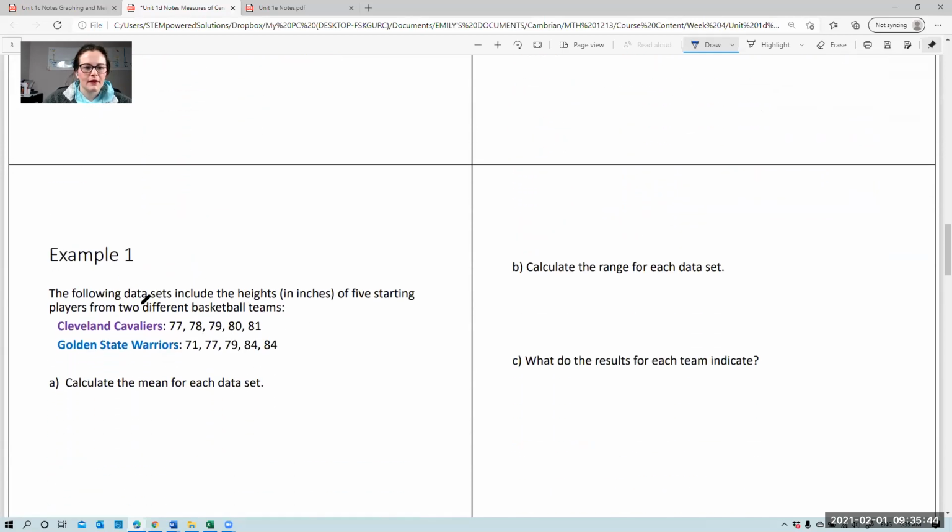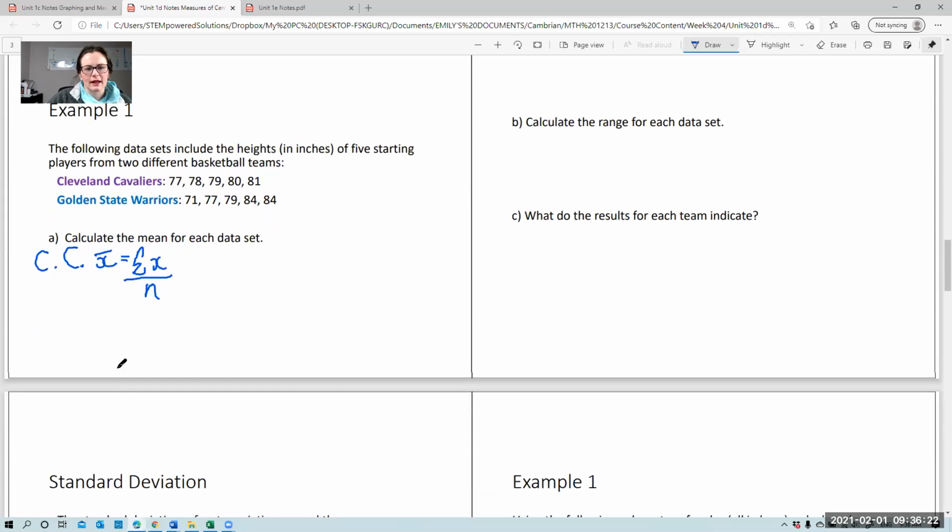Example 1: the following data sets include the heights in inches of 5 starting players from 2 different basketball teams. We have the Cleveland Cavaliers, with 5 different heights, and next we have the Golden State Warriors with 5 different heights. Calculate the mean for each data set. For the Cleveland Cavaliers, which I'll represent with CC, their mean height, x bar, is equal to the sum of all x's divided by the number of x's. That's a formula you're going to have to memorize for the test, I think: the average formula.